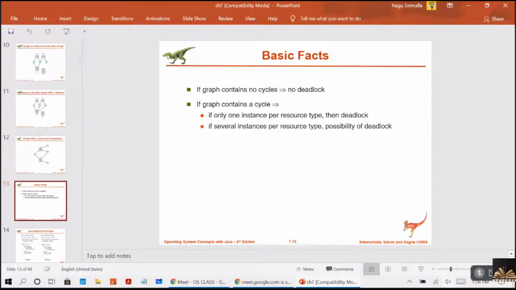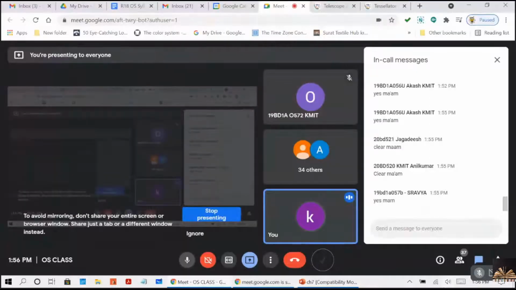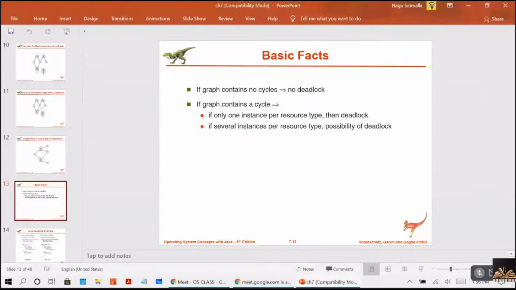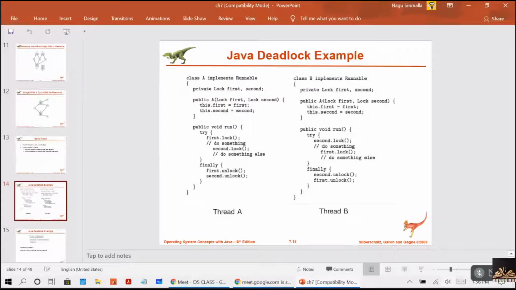Take these points. These 2 points are important. Make a note of these. No cycles, no deadlock. Contains a cycle, but the resources have only one instance, then deadlock. But if you have more than one instance, there is a possibility of deadlock, right?